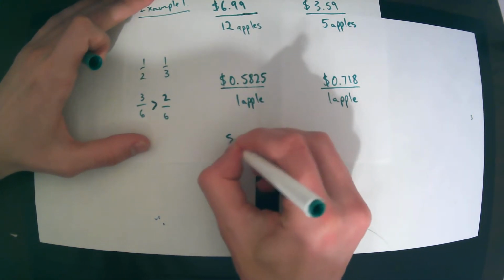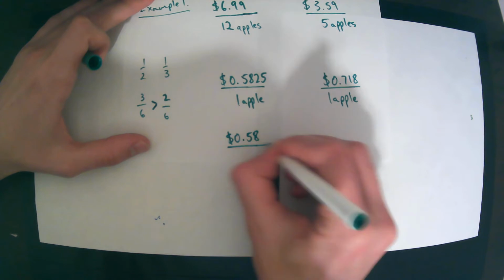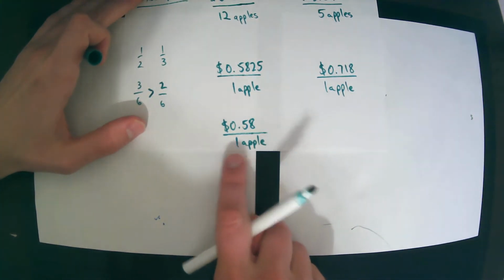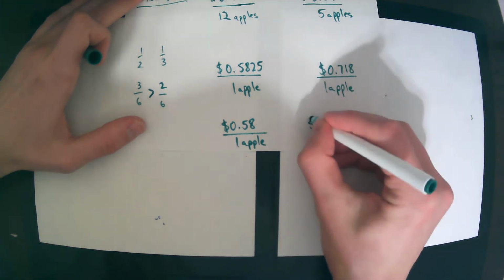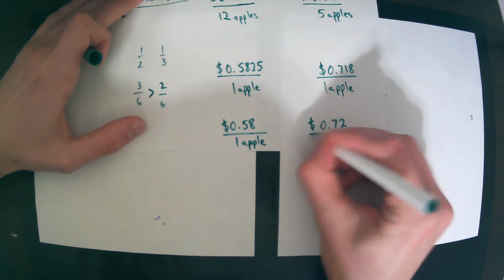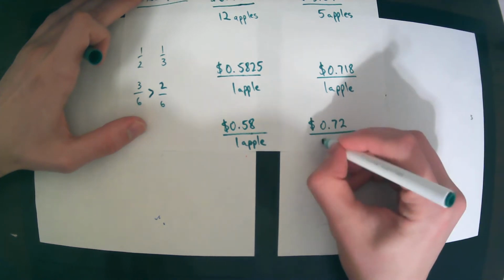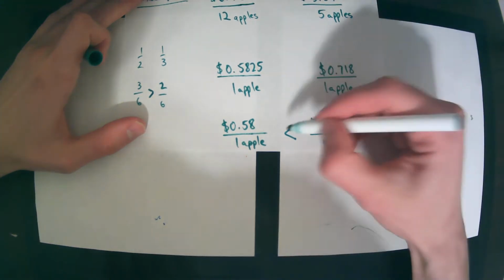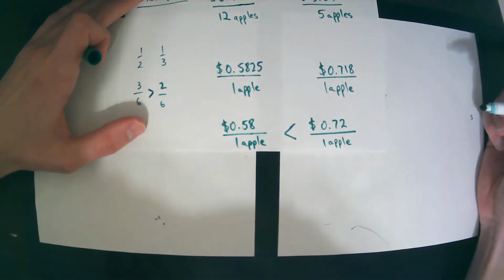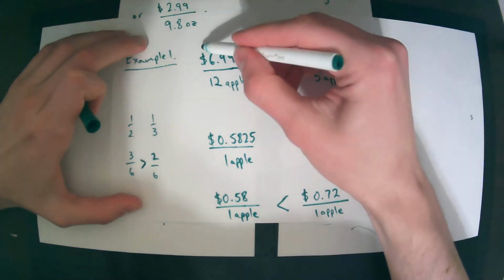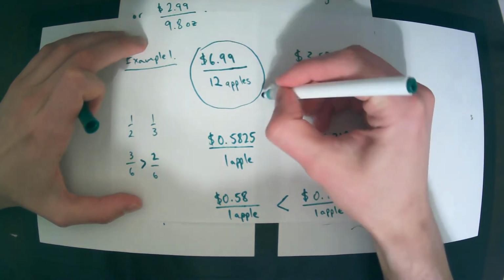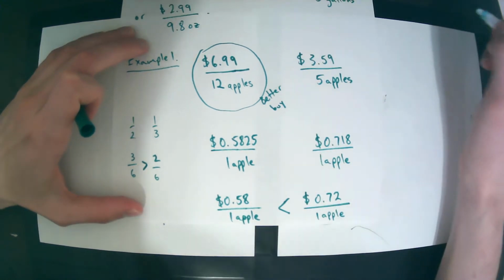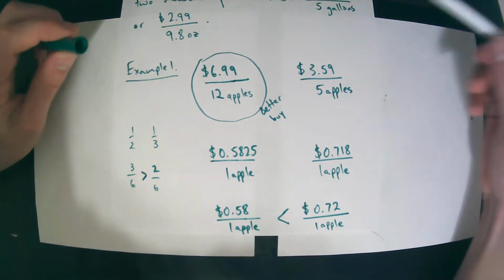So it's going to be $0.58 per one apple, or you could just say per apple here. And then over here it'll be $0.72, rounding up, per one apple. So clearly that one is more expensive, so this is the better buy. The one on the left, the $6.99 for 12, is the better buy, because it's cheaper per apple.